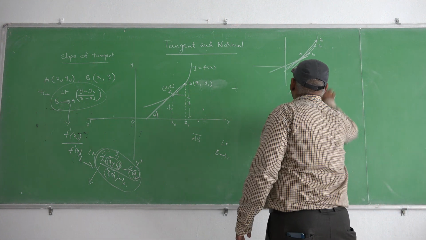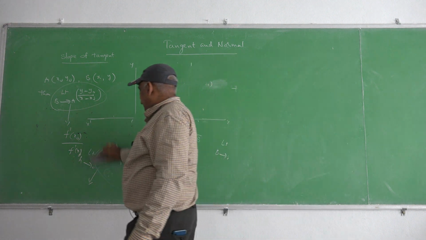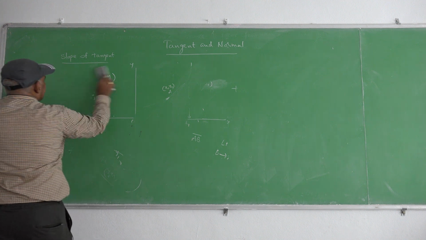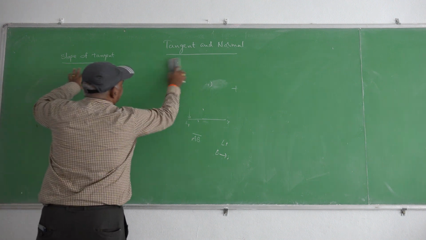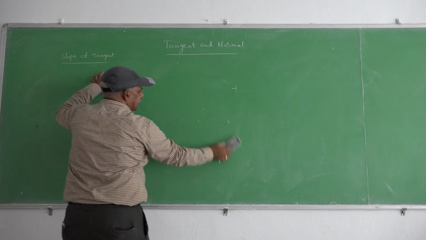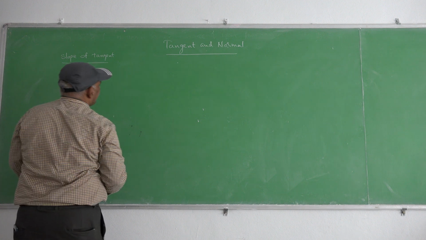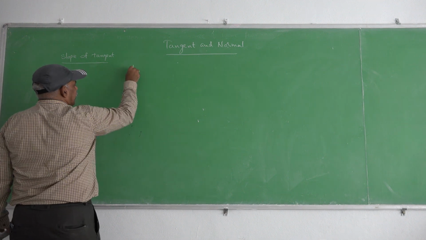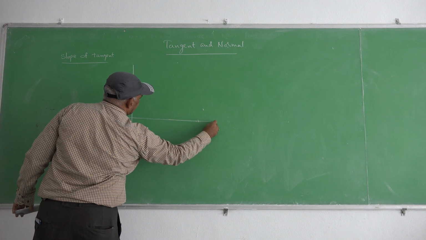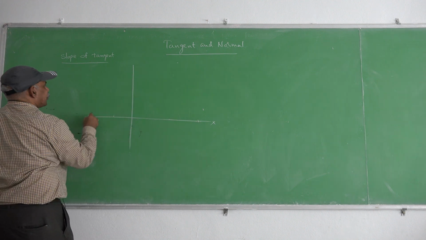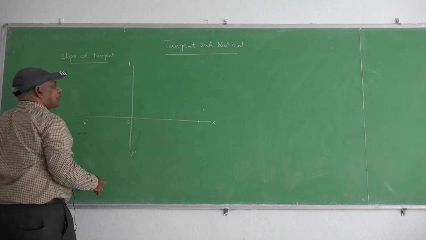So, the first derivative of the curve gives us the slope of the tangent at a particular point where the derivative exists. Hence, the slope of the tangent is given by the first derivative of the function. Let us take this figure.